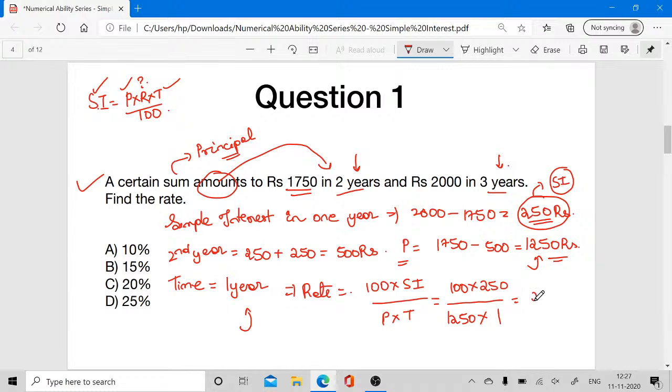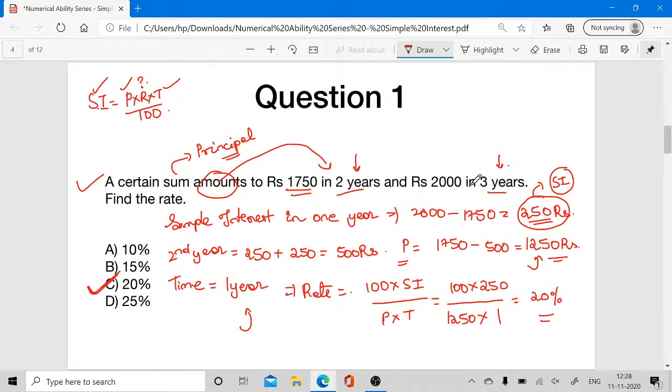So when you calculate this, the rate will be 20%, which is option C. The option will be C. Okay. बहुत ही आसान सा सवाल था ये.